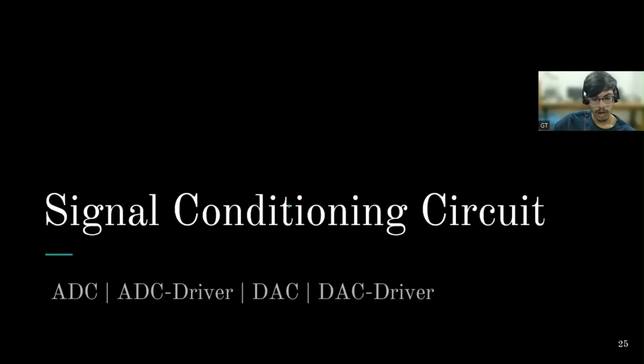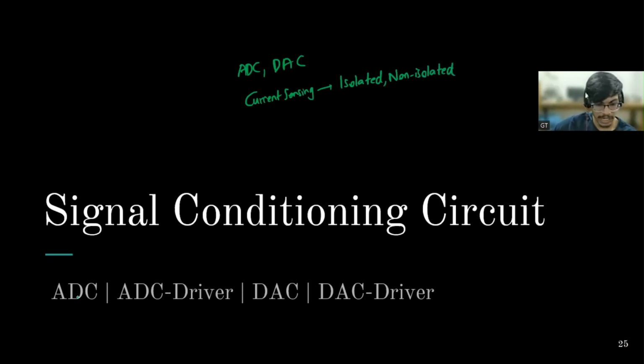So now we have discussed till this point, we have discussed ADC architecture, DAC architecture, why we need ADC/DAC in the circuit and where they are being used. And then we have discussed about current sensing techniques, isolated as well as non-isolated, and what are the gains and how to select the op-amps. All those things we have discussed. Now coming to the signal conditioning circuit. So mainly it consists of ADC, and why do we need ADC driver, and DAC, and why do we need DAC driver.